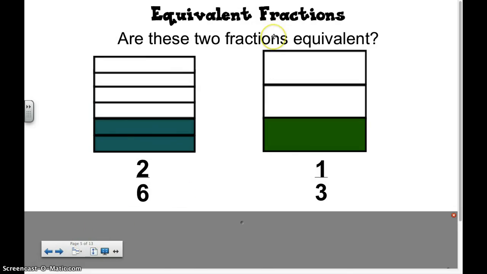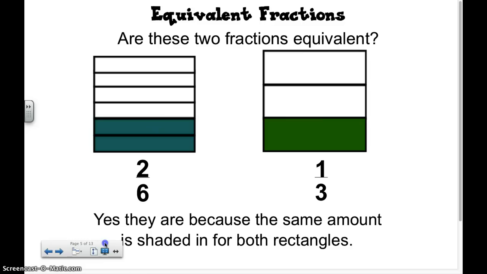Let's talk about equivalent fractions. Equivalent sounds like equal. So it's asking, are these 2 fractions equal? Well, let's look at how much is shaded in. I'm looking right here: 2 out of 6, or 1 out of 3. If I'm looking at these shaded pieces, then I know that they are the same. Yes, they are equivalent because the same amount is shaded in both. So I know that 2/6 is equivalent to 1/3.